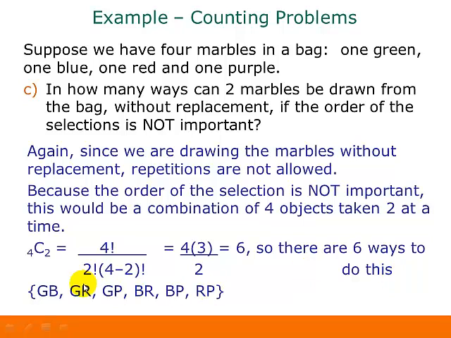And here are the outcomes. And notice there are only 6 of them because we only wrote down green, blue here. This would be the same as blue, green. So we're not paying any attention to what order the colors are in. And that's why we have 6 here instead of 12.